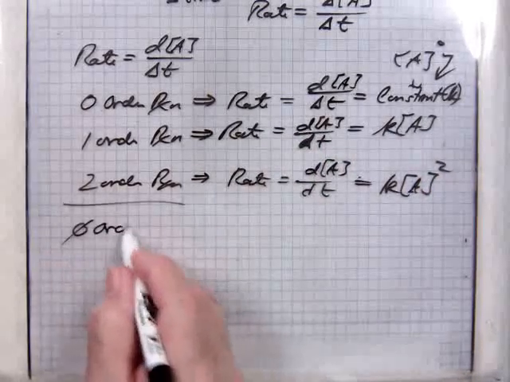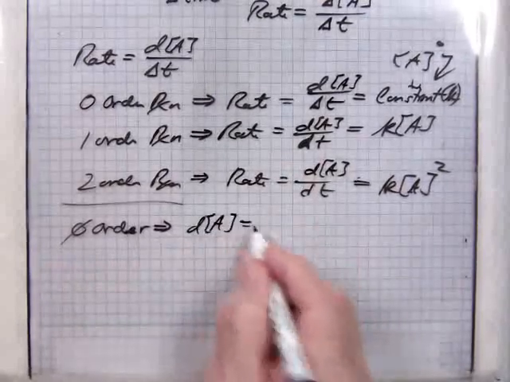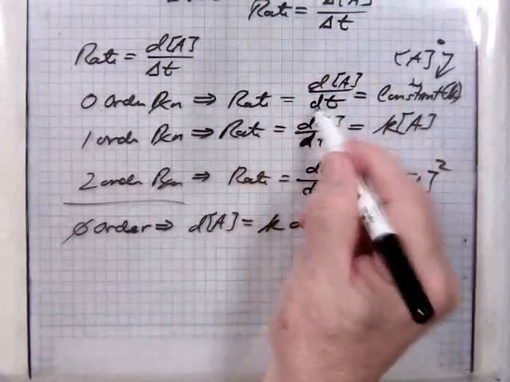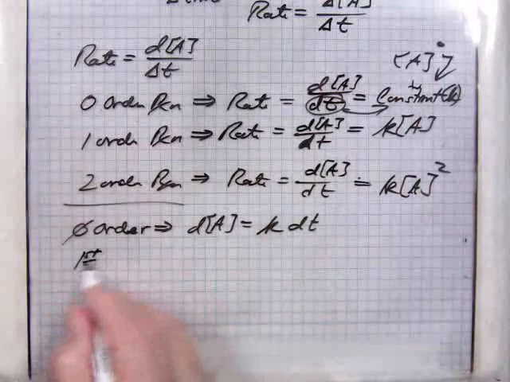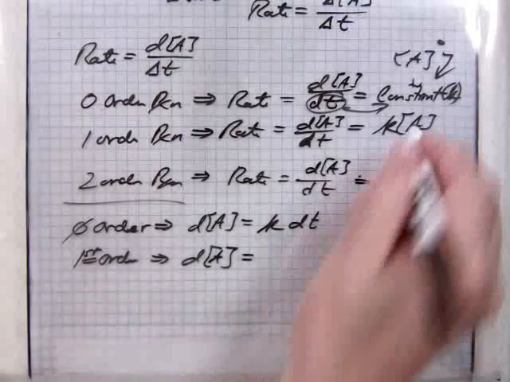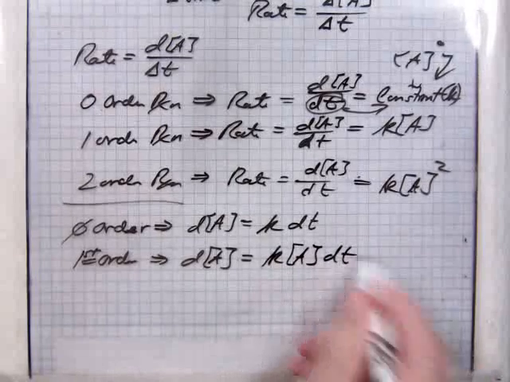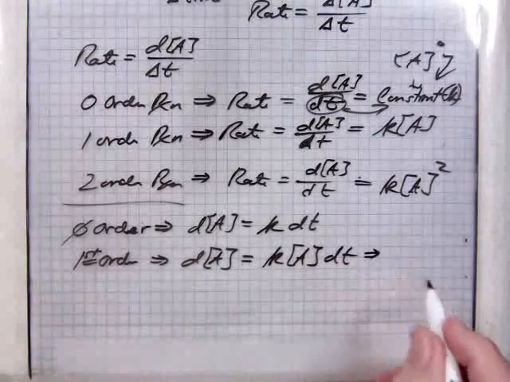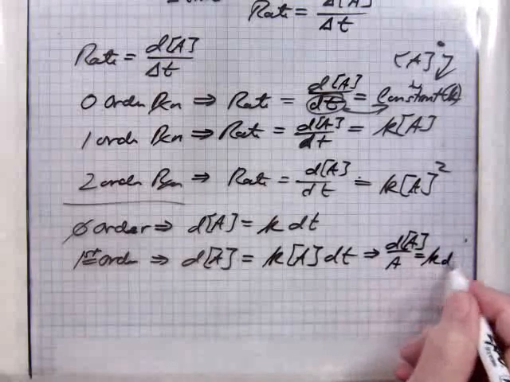Zero order goes to dA equals K dt. So I'll change that to dt. We multiply both sides, and this just simply moves to the other side. First order goes to dA, which is equal to K A dt, like that. Okay, and actually this will go to dA over A to equal K dt.